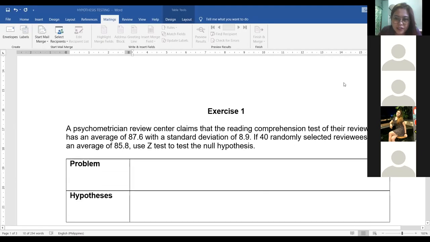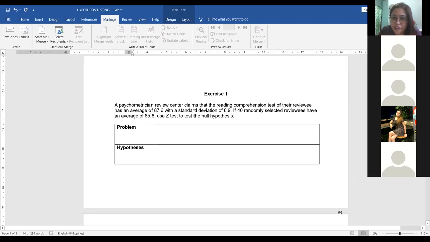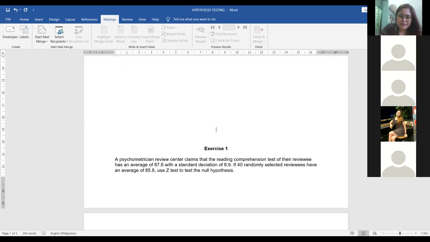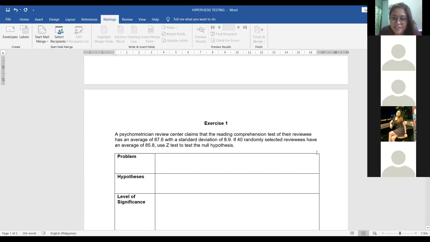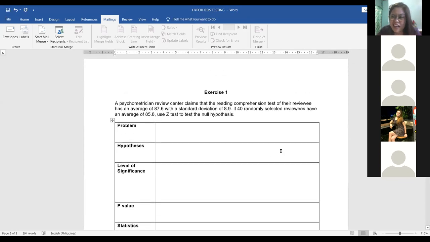I have actually also given this below. Though, I'll also be giving you a copy of this. Practice. For exercise number one, you will be answering this using this format, so that the conducting of the test is orderly. So, this is the problem. A psychometrician review center claims that the reading comprehension test of their reviewees has an average of 87.6 with a standard deviation of 8.9. If 40 randomly selected reviewees have an average of 85.8, use z-test to test the null hypothesis.